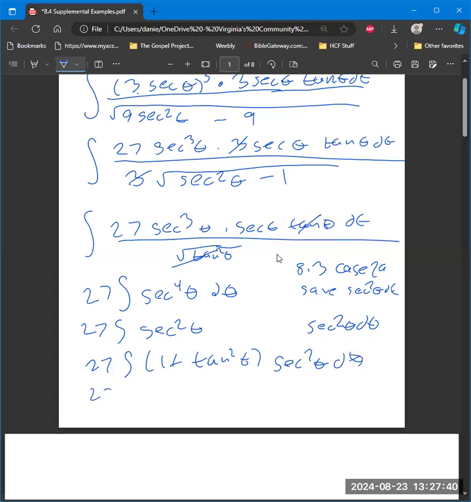And that is 27 integral of secant squared theta plus 27 integral of tangent squared theta secant squared theta d theta. It's 27 tan theta plus 27 tangent cubed theta over 3. 27 divided by 3 is 9 tangent cubed theta plus c.